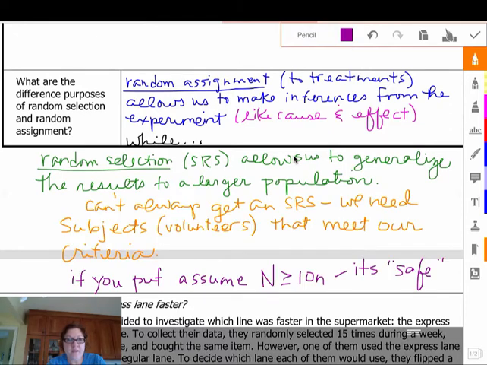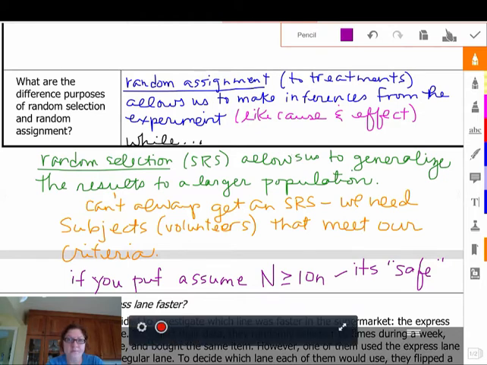We need volunteers because we can't go out into the population and say, hey, I'm just going to pick you, especially because our volunteers have to meet our criteria for experimenting. Now, if you want to cover yourself and you want to assume the population is greater than 10 times the sample size, you're being safe on a prompt when you're really unsure about whether you are doing random assignment versus random selection.